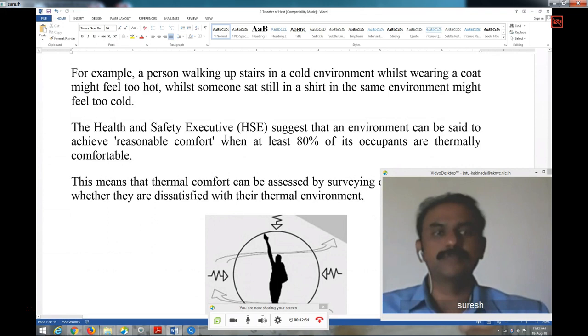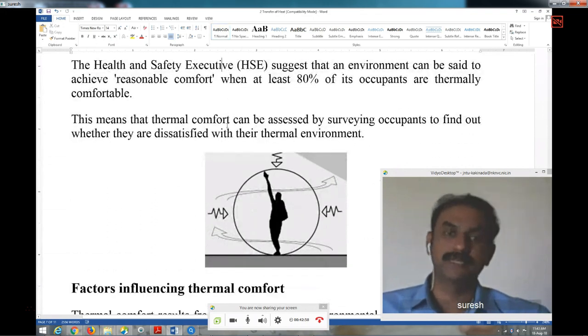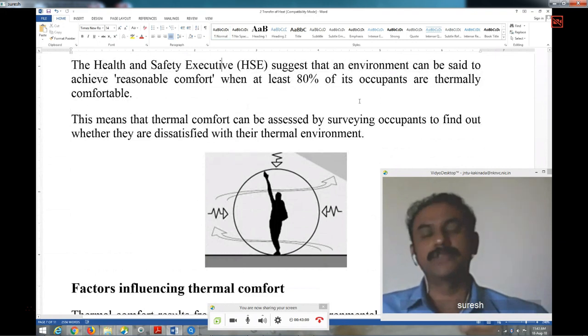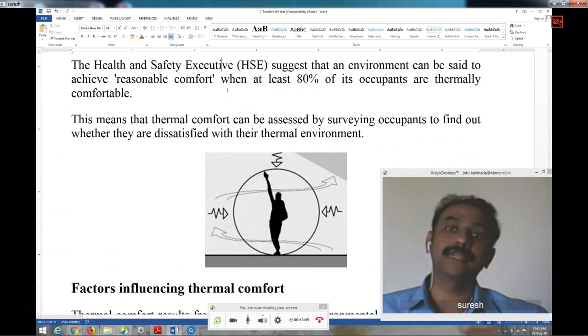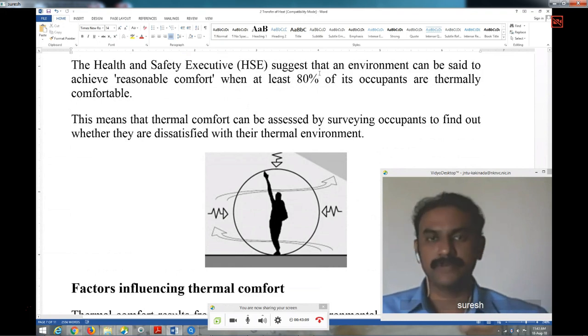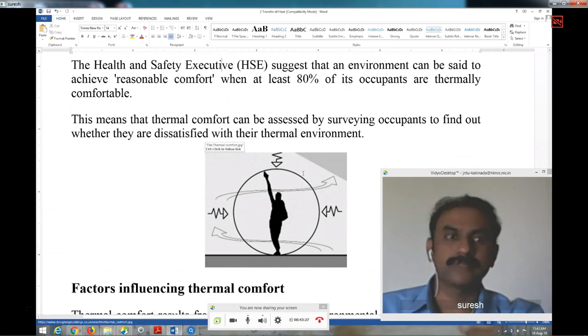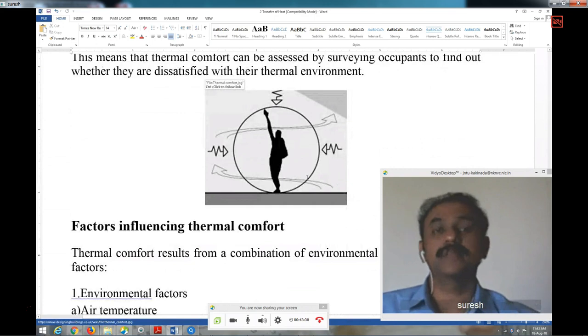Similarly, the Health and Safety Executive, HSE, suggested that an environment can be said to be reasonably comfortable when at least 80% of its occupants are thermally comfortable. Out of the total 100% of occupants in a room, if at least 80% say that it is thermally comfortable, then we can say that the thermal environment provided in that room is good. Thermal comfort can be assessed by surveying occupants to find out whether they are dissatisfied with the thermal environment. So it purely depends upon human psychology.